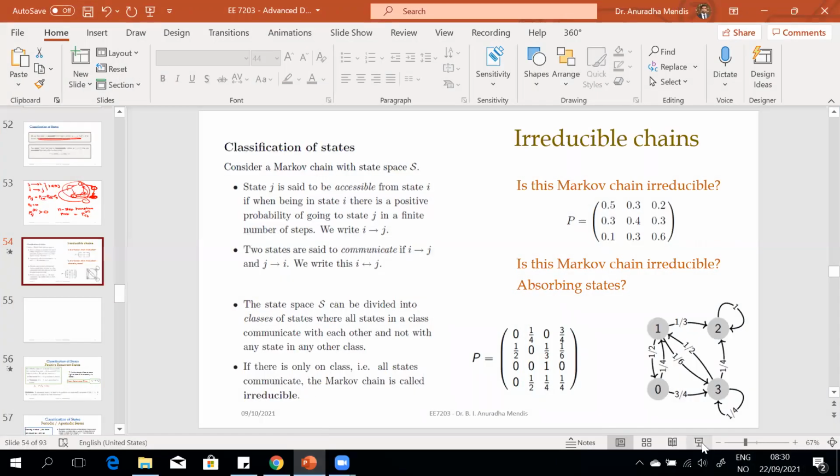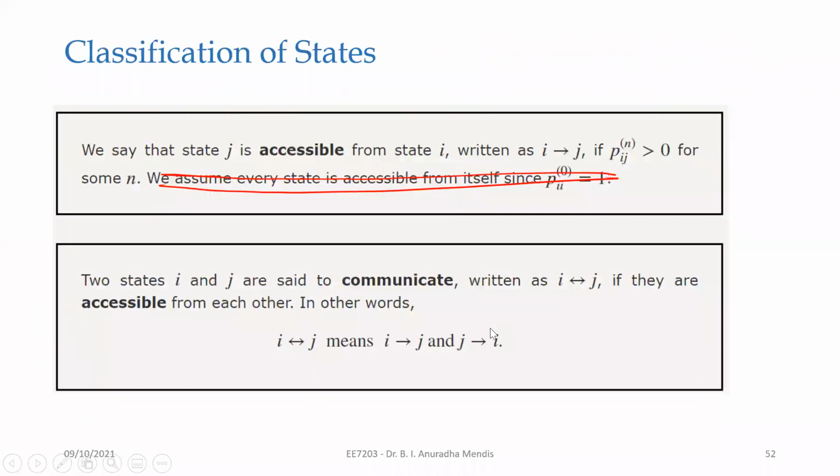Okay, good morning, everyone. So last day we discussed how we are going to classify a Markov chain, especially the states. I hope you remember the basic things regarding Markov chains, so I'm going to give you a very brief introduction. When we classify states, the first classification is whether a state is accessible from another state.